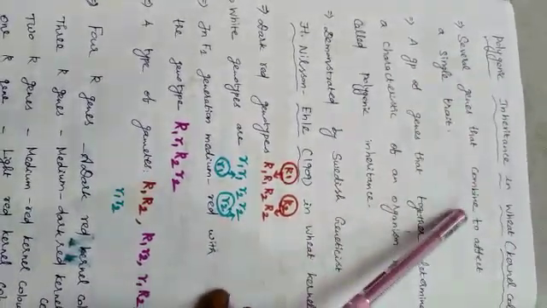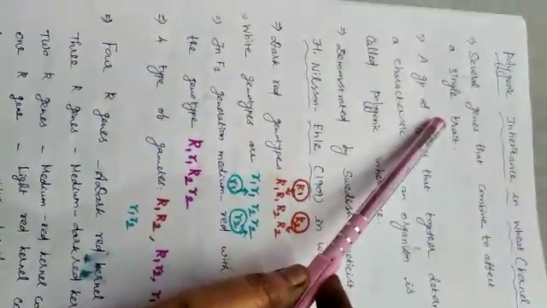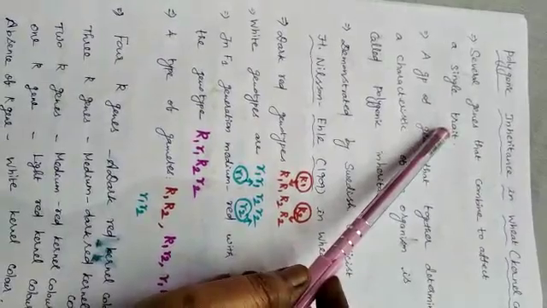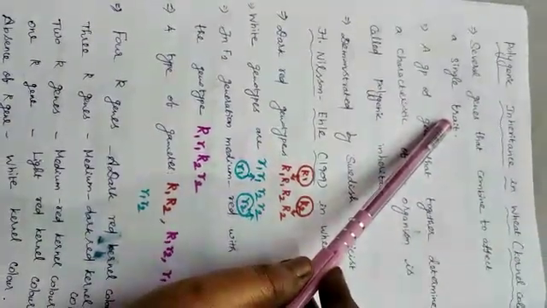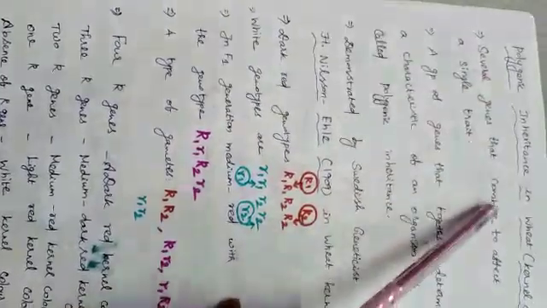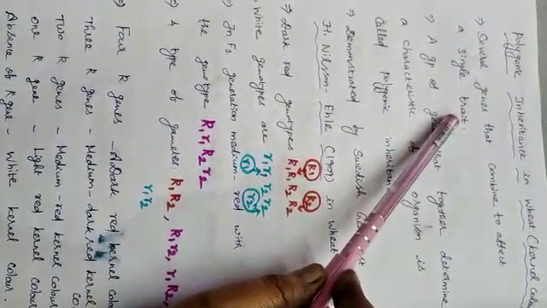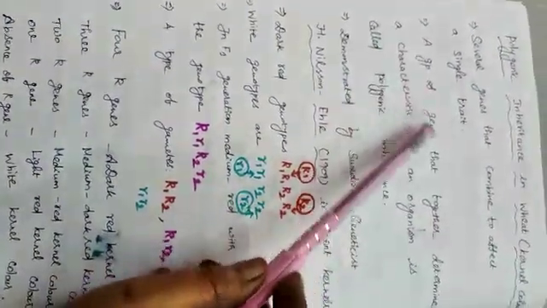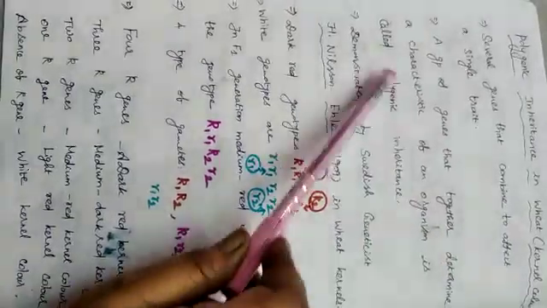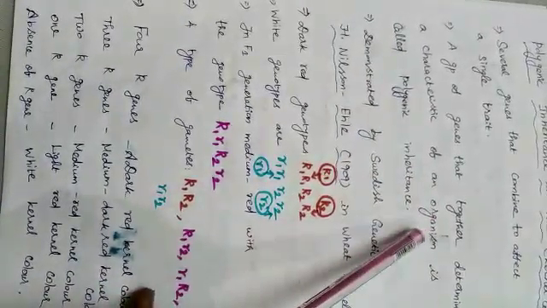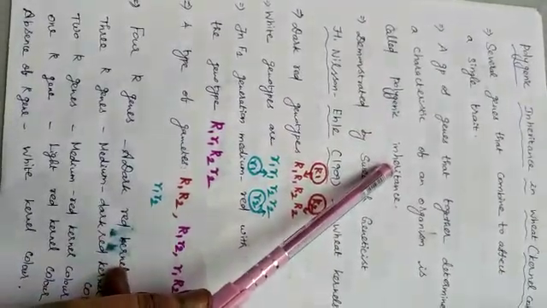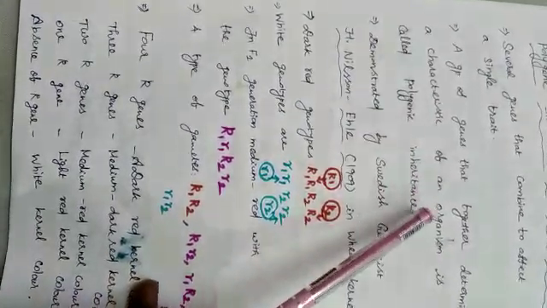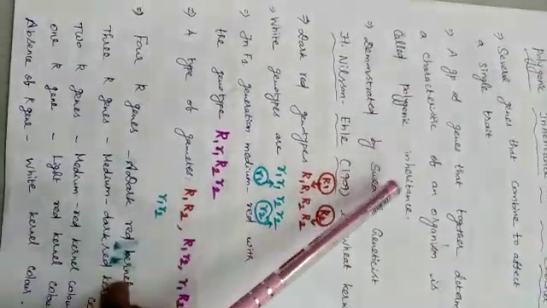Several genes that combine to affect a single trait is known as polygenic inheritance. So only one characteristic is controlled by more than one gene, that is, several genes combine to affect a single trait of an organism. A group of genes that together determine a characteristic of an organism is called polygenic inheritance.